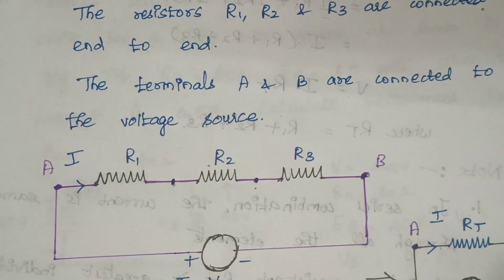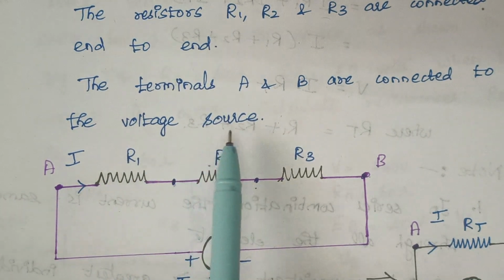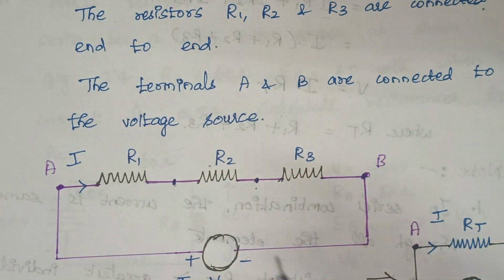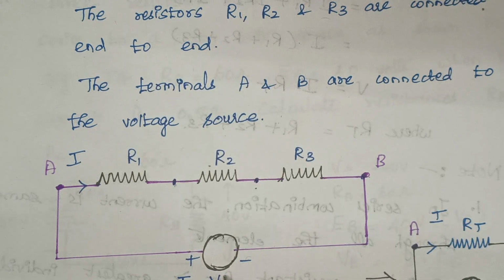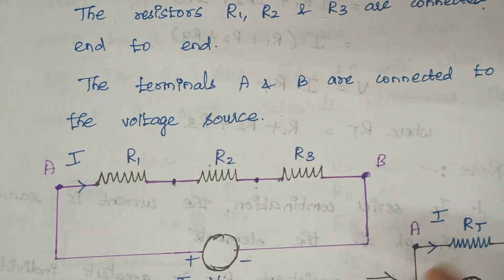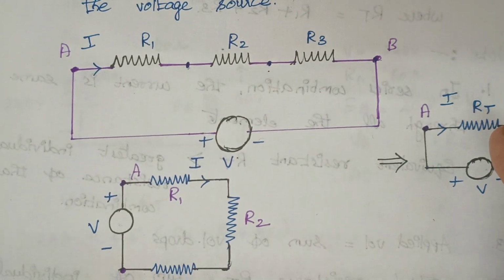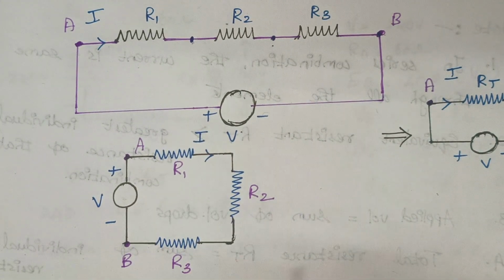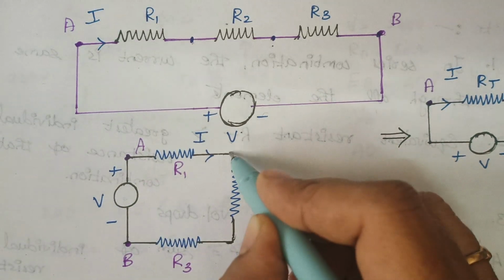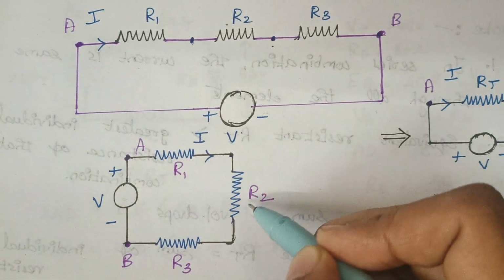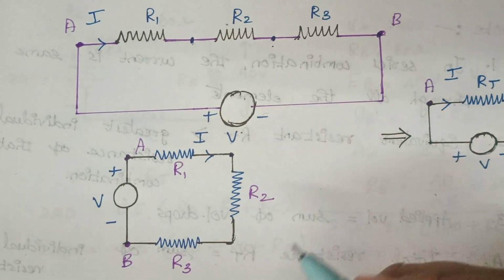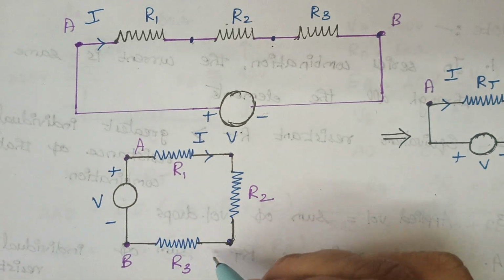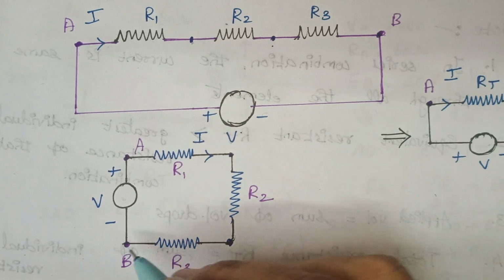The terminals A and B are connected to the voltage source. So across the terminals A and B, we have a voltage source V. The same diagram can be drawn like this. Again, the ending point of resistor R1 becomes the starting point of resistor R2, and similarly, the ending point of resistor R2 becomes the starting point of resistor R3.